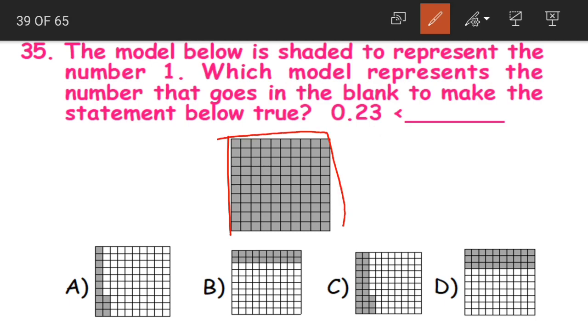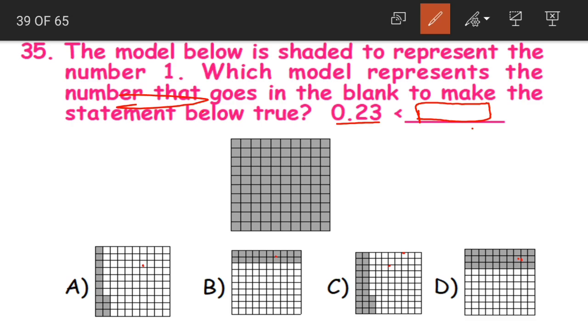Yes, we already had such type of question. Now which model represents the number that goes in the blank to make the statement below true? 0.23 is less than dash. From the given options, we have to find out the model which represents a decimal number that goes here. It should be greater than our 0.23.